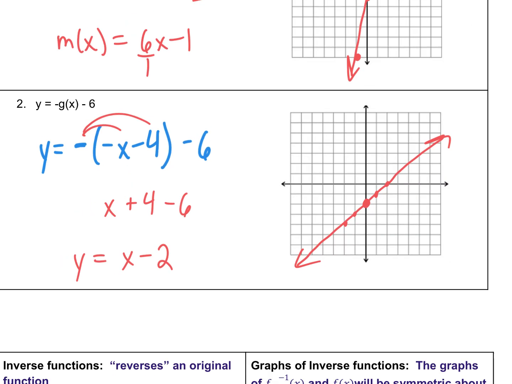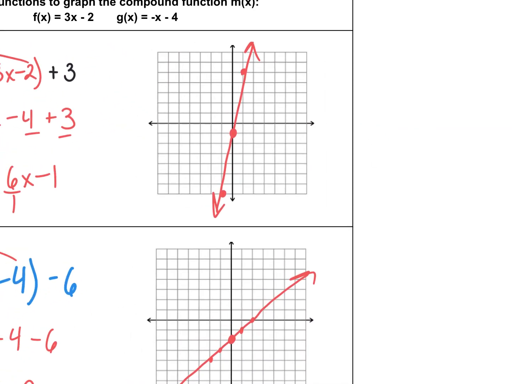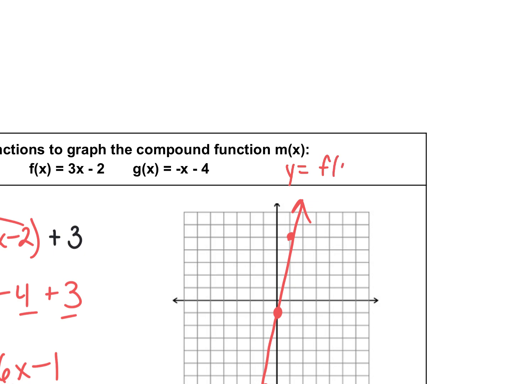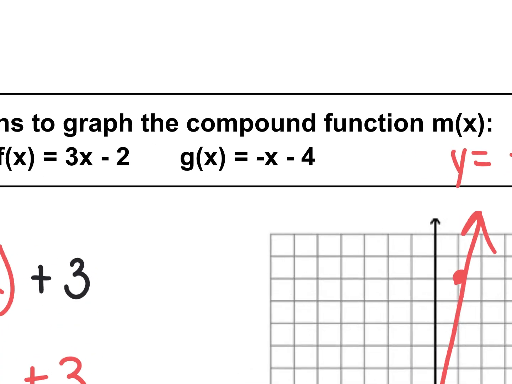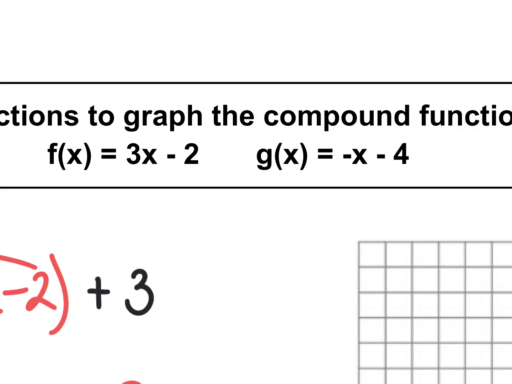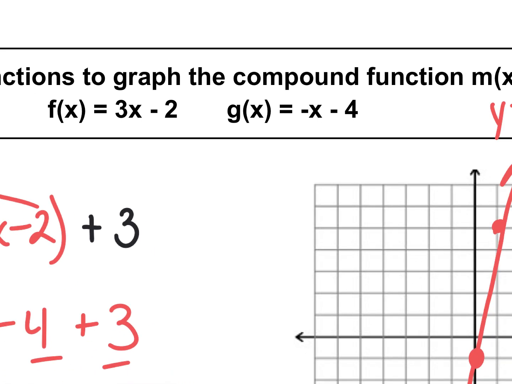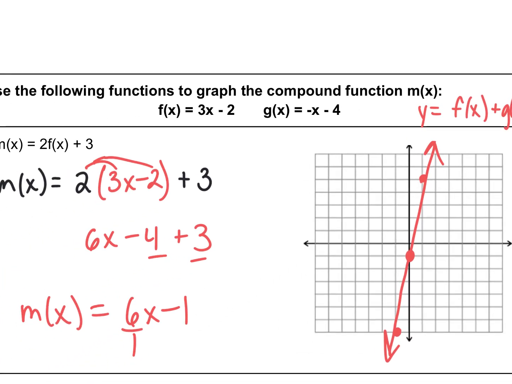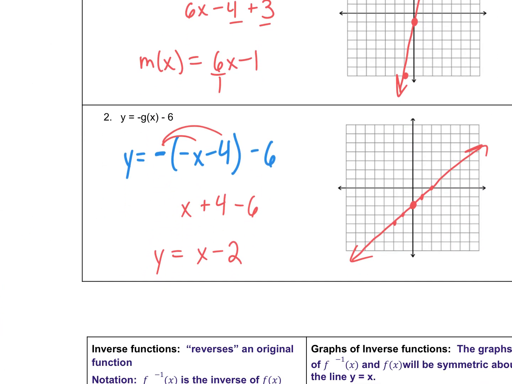If I gave you something like, you don't have to write this down, but let's pretend I asked you to graph y equals f of x plus g of x. Technically for this one, if you look at what f of x and g of x are, you could do that, right? Because I could just add up all those like terms and then graph it. We would understand how to do that. Yeah? Okay. Any questions on this before we move on?